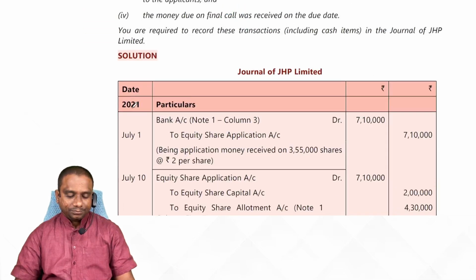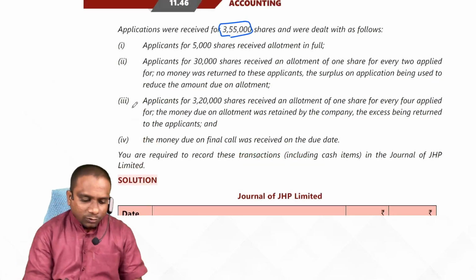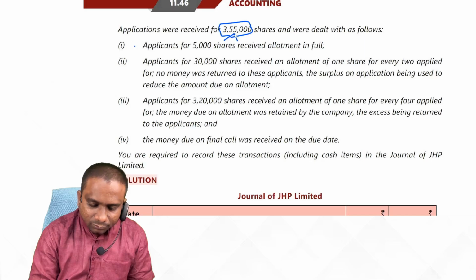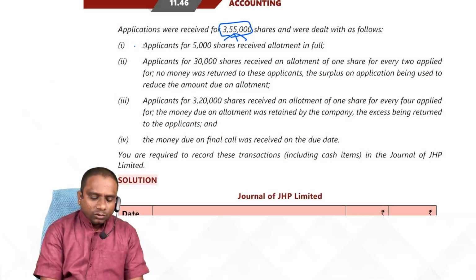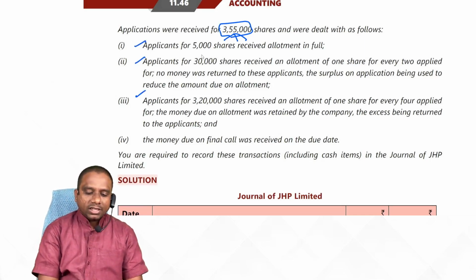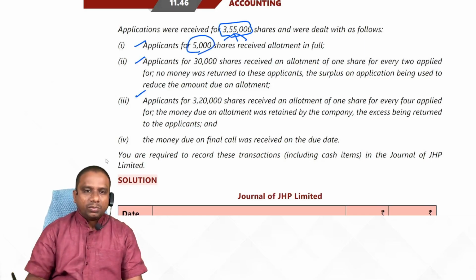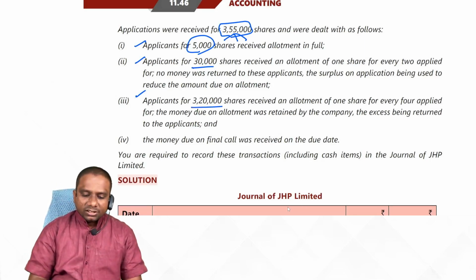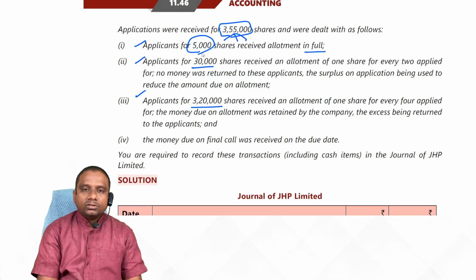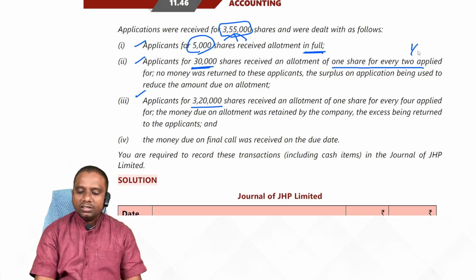Look at first. Observe how these applications are categorized. So here they categorized into three categories: 1, 2, 3. First category, 5,000 applications. They are dividing applications: 5,000, 30,000, and 3,20,000. For these applications, how are they allotting shares? Full. For 5,000 shares, they have allotted full. For 30,000 shares, they allotted one share for every two applied. That means 1 by 2. Means 15,000 shares. Remaining 3,20,000, they allotted one for every 4. So 1 by 4, remaining 80,000.